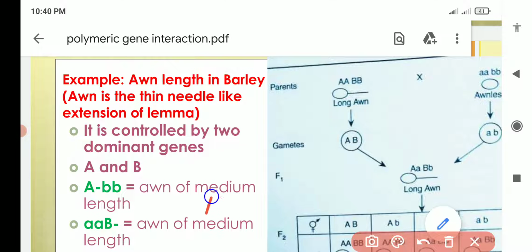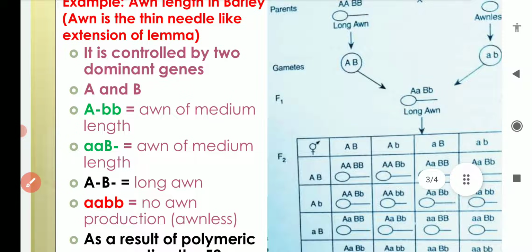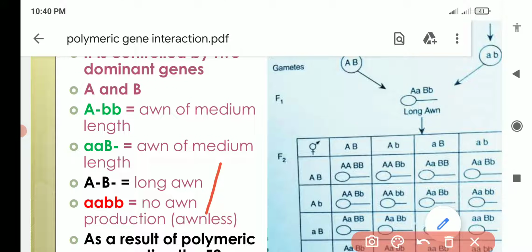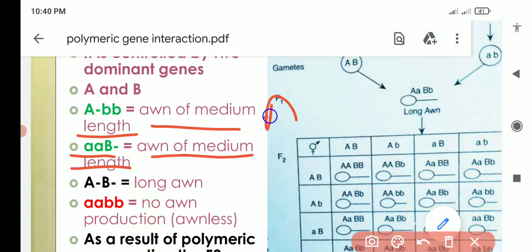So if capital A gene alone is present, then it will give us this medium length of awn. If capital B alone is present with small a, then again medium length of awn will be observed, because we all know that both dominant genes, capital A and capital B, produce the identical phenotype.